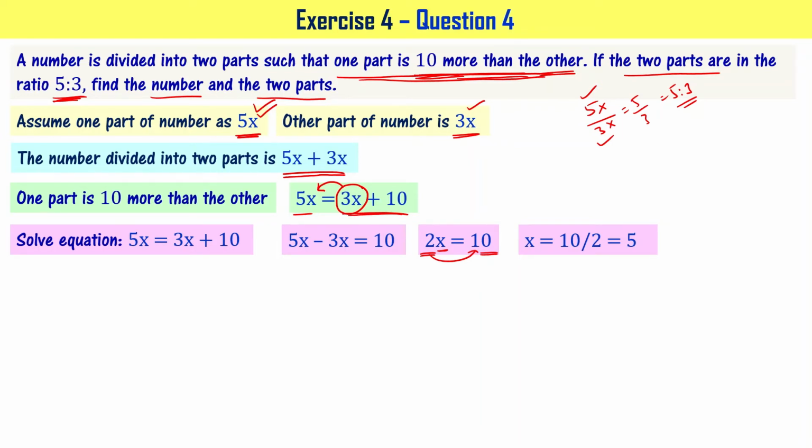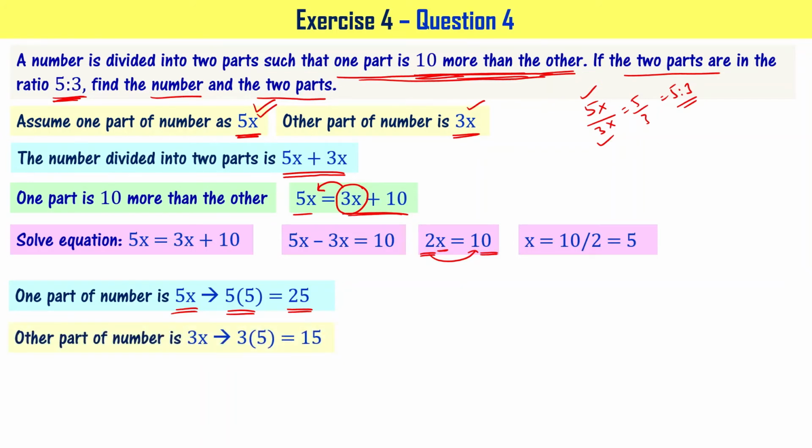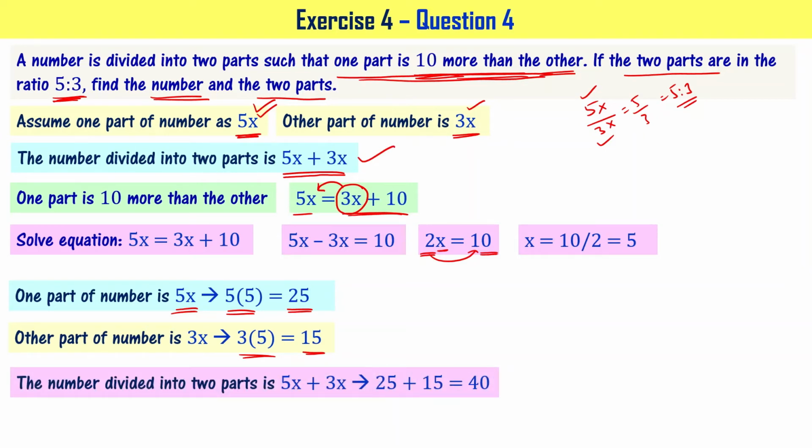X equal to 5 is the number, right? But one part we said that is 5x, meaning 5 times 5, that is equal to 25. The second part is 3x. It means 3 times 5 is equal to 15, right? The whole number, the given number is 5x plus 3x, right? That is 25 plus 15, that is equal to 40. This is the given number. 40 is the given number. When you divide that into two parts in the ratio of 5:3, the two parts you are going to get are 25 and 15. Got it?